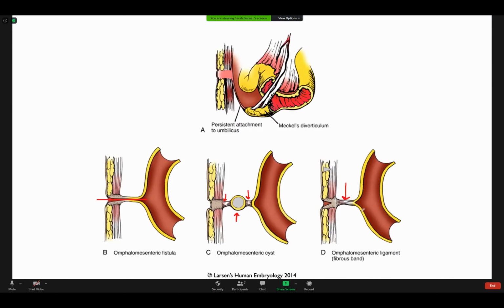And even though it's just a fibrous band, this can cause some problems for the patient. If this part of the ileum is kind of stuck to the inside of the abdominal wall, you can imagine that if this doesn't rotate properly, you can get complications later in life, such as volvulus or intussusception. You can get ischemia in that area of the bowel. So depending on which variant of the Meckel's diverticulum you get, there are going to be different levels of symptoms in the patient.